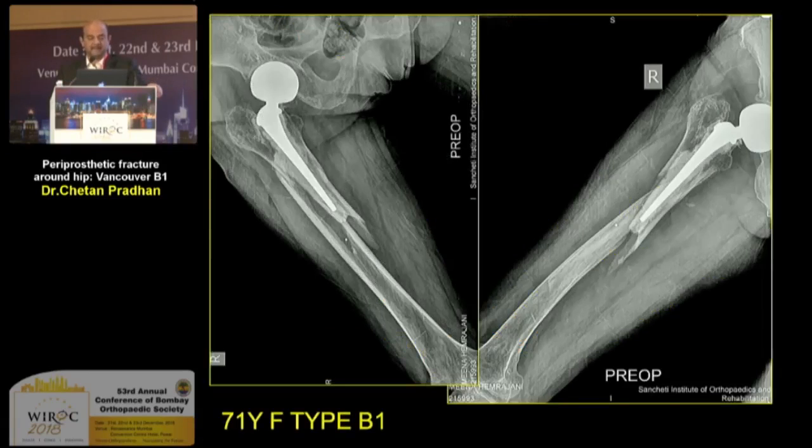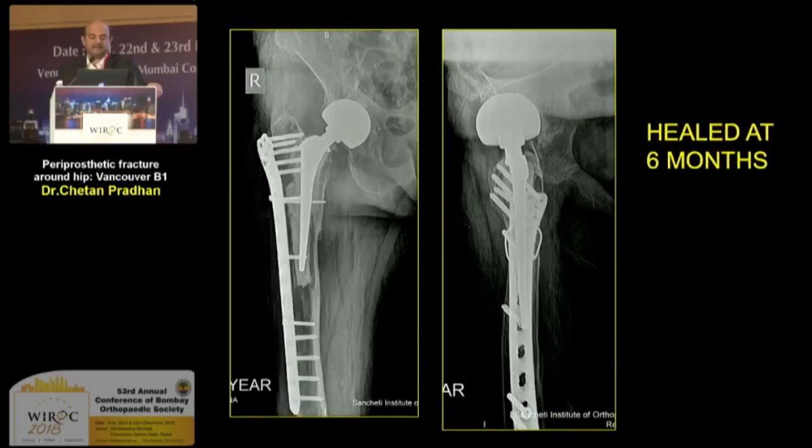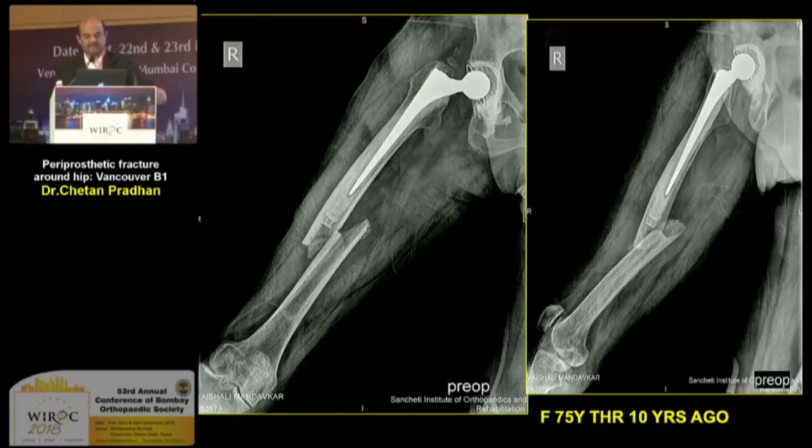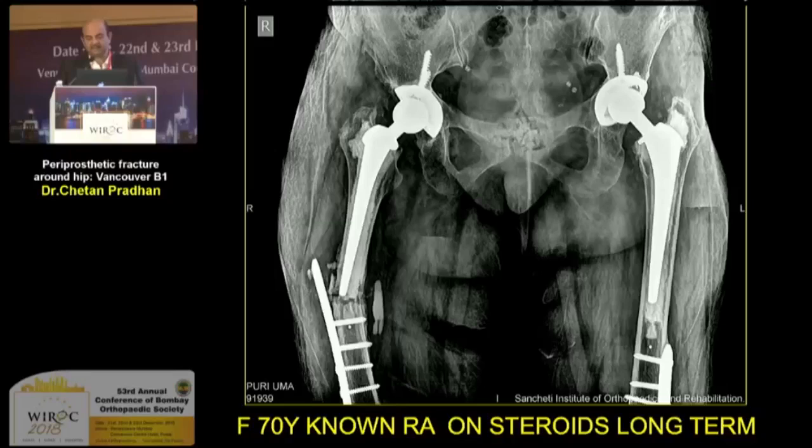Example, a 70-year-old B1, fixed with a simple distal femur LCP from the opposite side. The patient could not afford the peri-implant plate, periprosthetic plate, and this healed at 6 months. Another example, this can actually be called type C because it's rather away from the prosthesis, fixed with another, this is the banana plate with cables and screws.